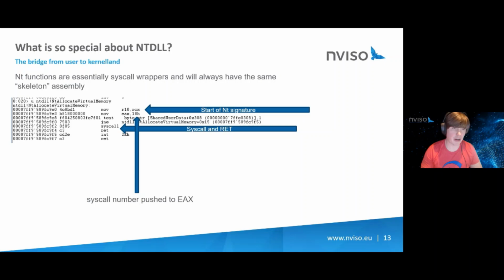And this varies depending on the version of your operating system. So just because the syscall here is 18H for NtAllocateVirtualMemory on a Windows 10 system, that doesn't mean 18H will also be the NtAllocateVirtualMemory syscall number on a Windows XP, for example. So that varies from operating system to operating system, which is something important to mention here as well.